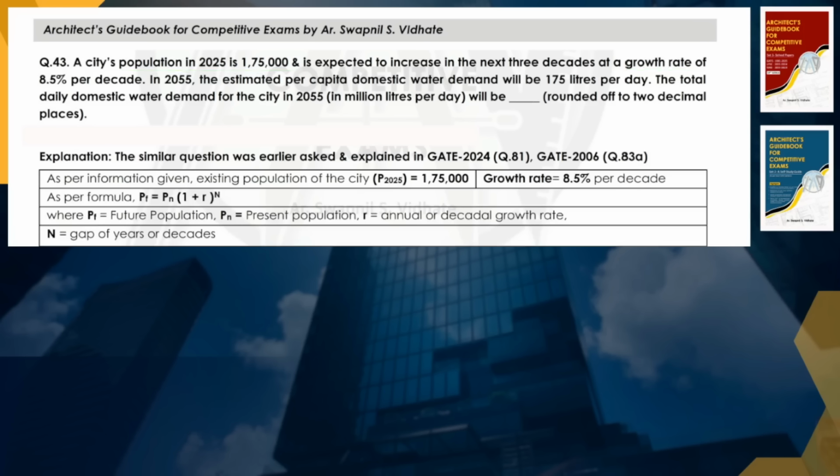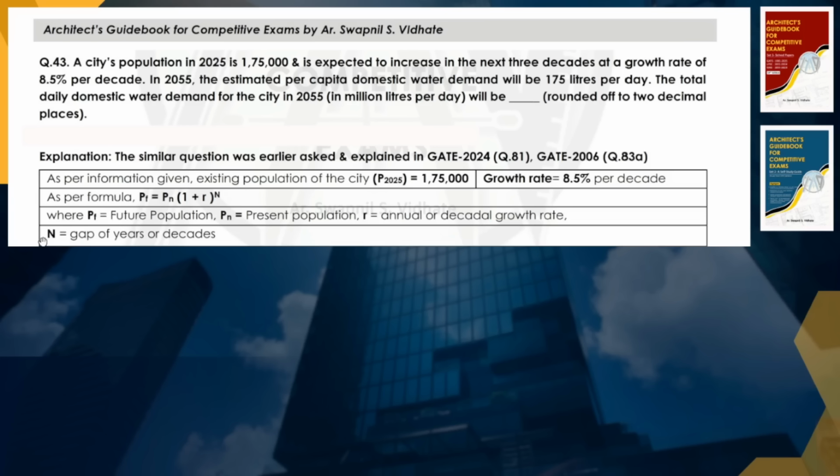What is the formula to find out the population of a particular year in the future? So PF equal to PN multiplied by bracket 1 plus R bracket raised to n. This is the formula which you use to find out the future population. So PF is future population, that means it will be the population of 2055. PN is the present population, R is the annual or decadal growth rate. Here they have provided the decadal growth rate, sometimes they will provide the annual growth rate also.